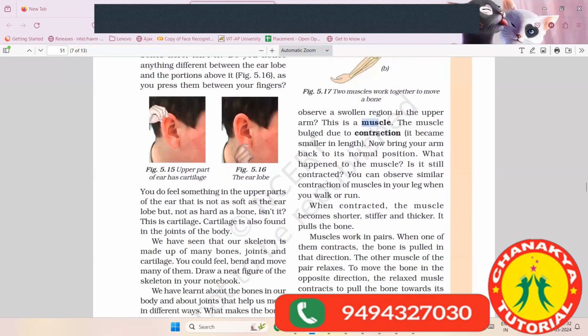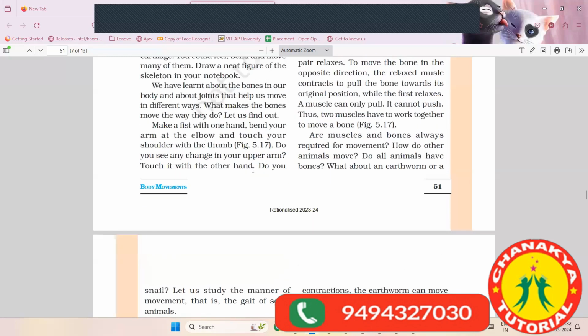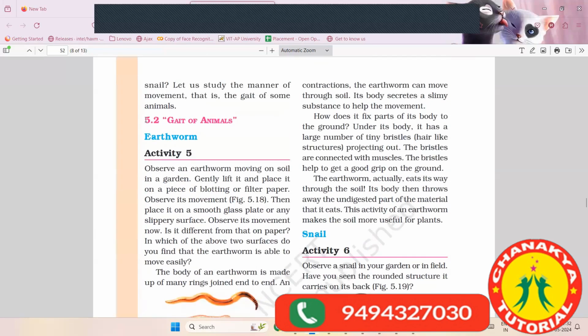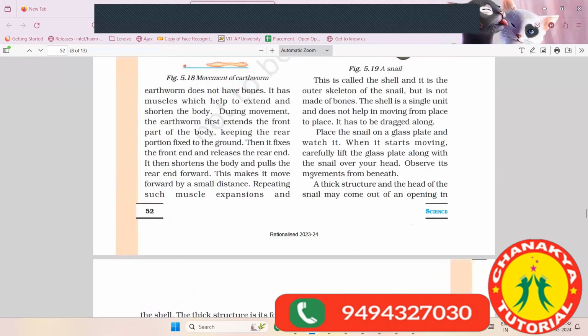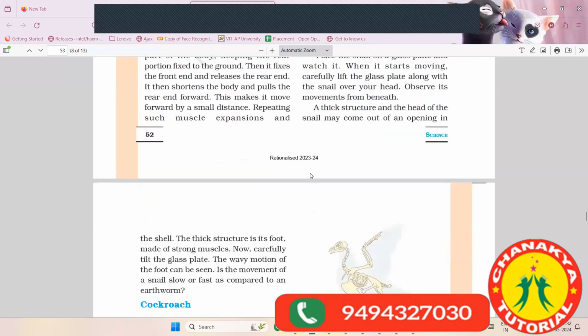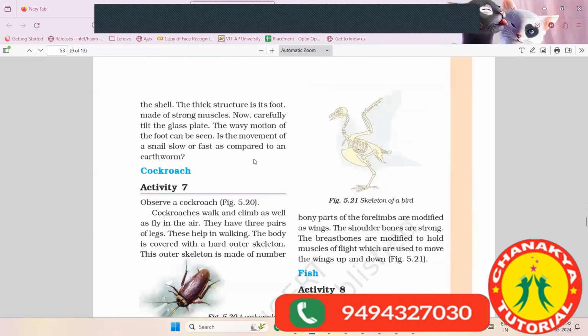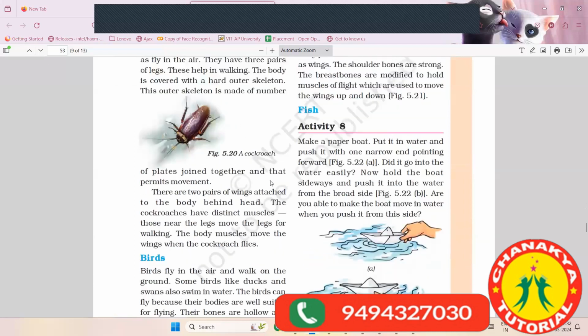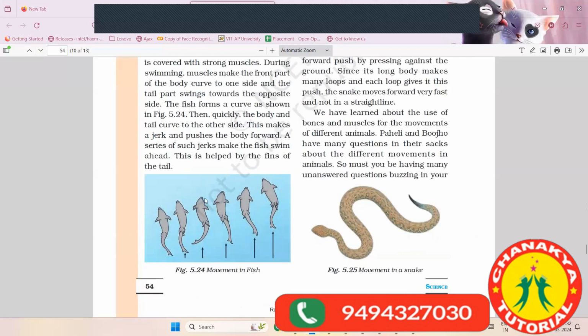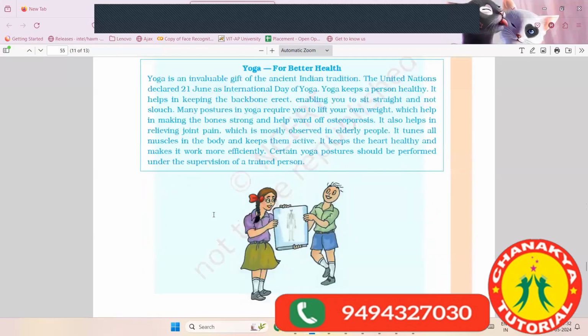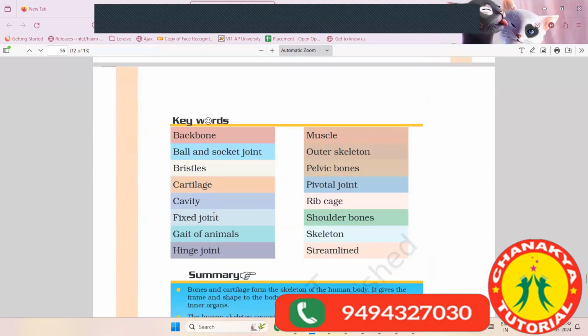Then we have muscles, contraction, and then we have started with gait of animals. How the movement is present in earthworm, snail, cockroach. It's quite a big chapter. Then you have fish, birds, how snakes move, streamlined movement in snakes. These things we will cover, everything. Yes, ma'am. So we have to cover all these things.